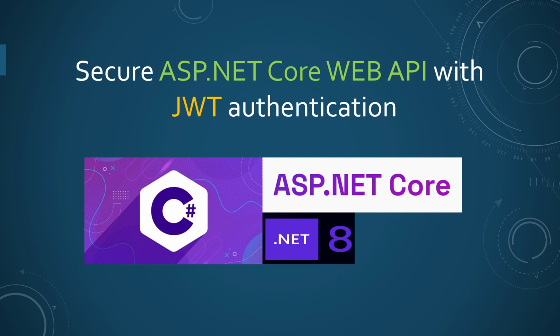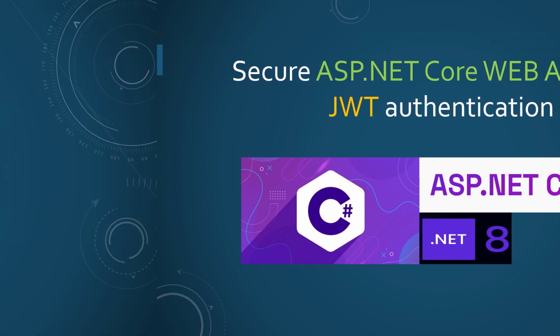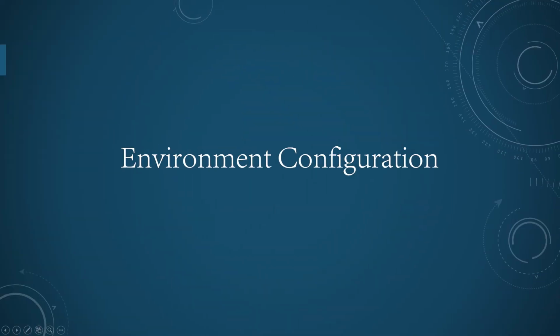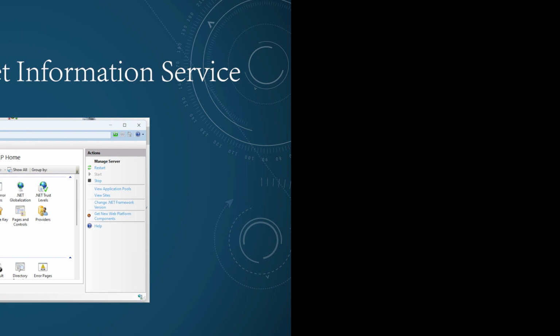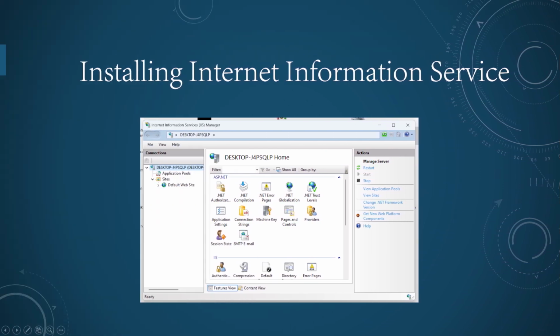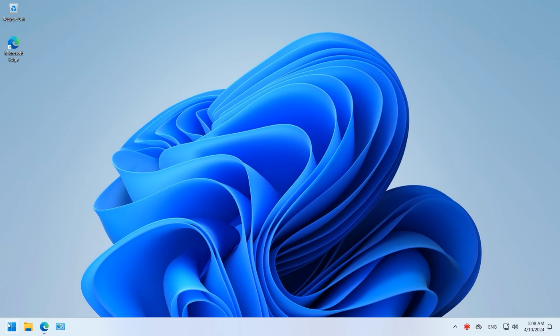In this video, I'm going to talk about how to secure Web API with JWT authentication. First, let's set up the programming environment. You can skip this section if you have already set up your environment. It is crucial that you install IIS first. Installing IIS before Visual Studio will make life easier.